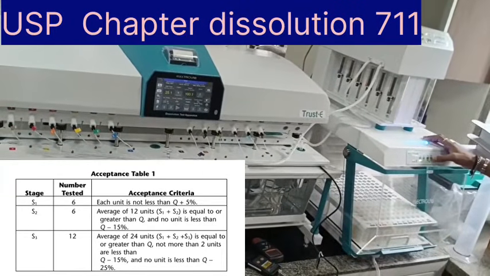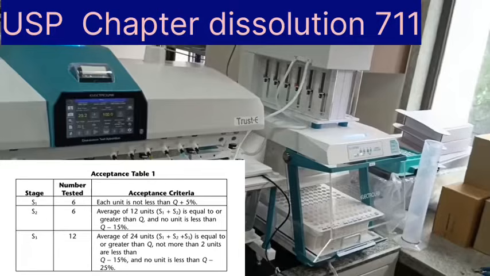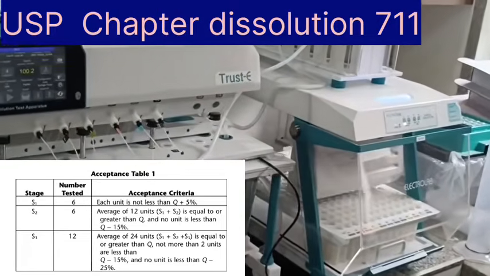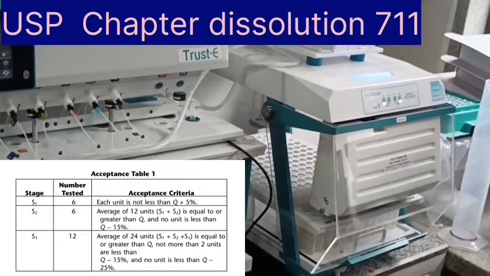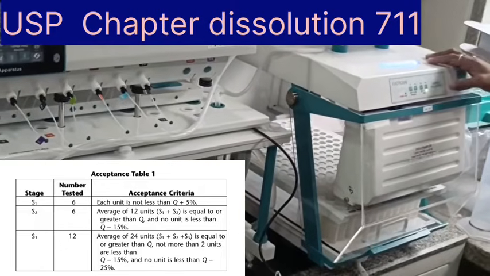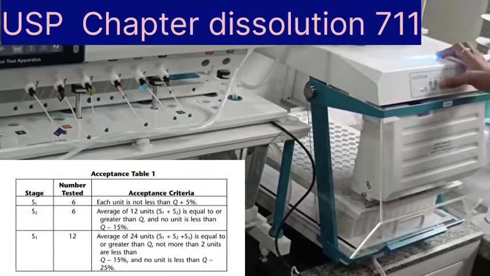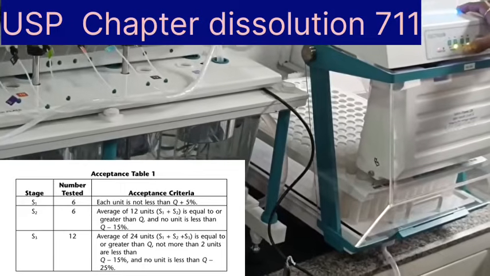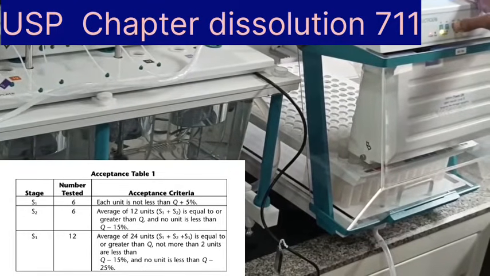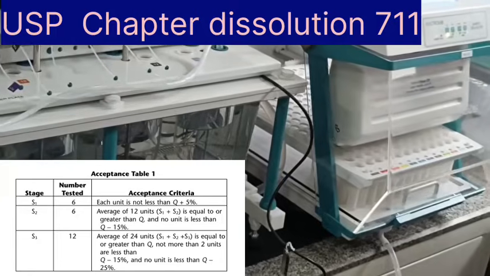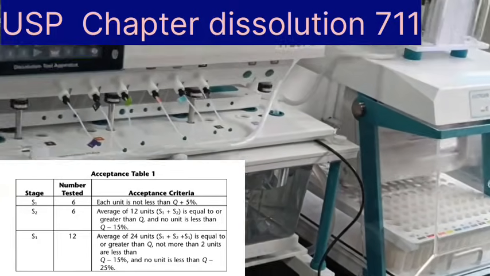But for some reason, if I have some unit which is less than Q minus 15%, for example 60%, then in that case I have to move to the S3 stage. So what is going to happen at S3 stage? I am going to conduct dissolution on 12 extra units. So what is the acceptance criteria? 12 additional units have to be tested, as I talked, for an average of 24 units.